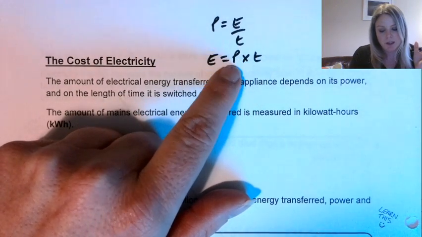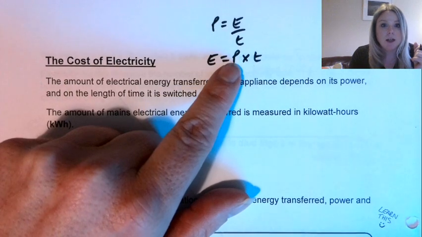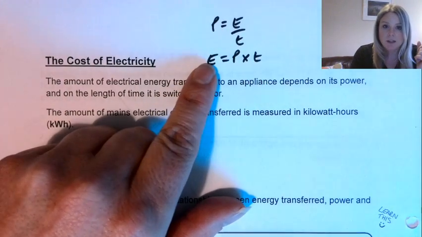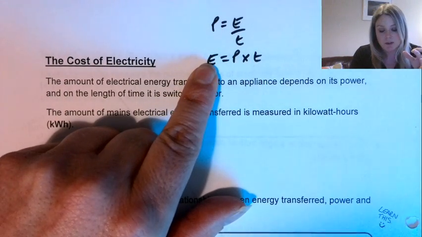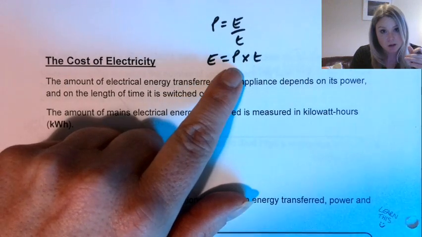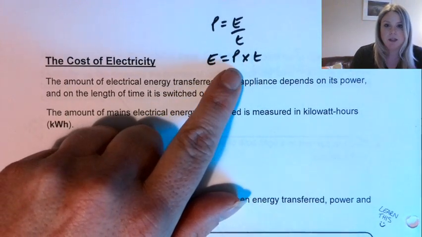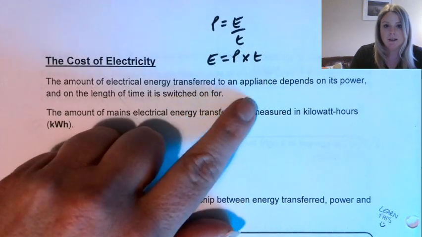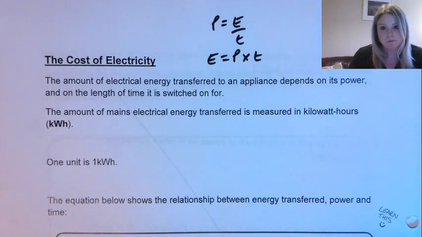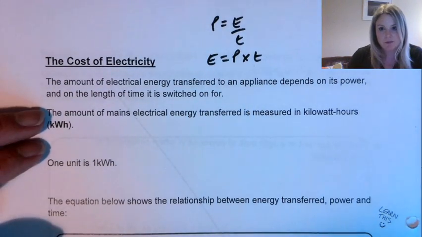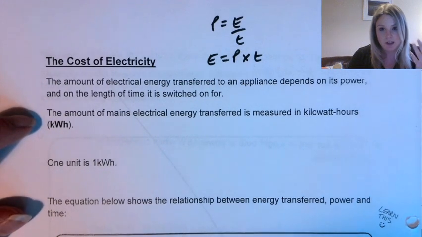If you have a really high power and it's not on for very long, then you might end up transferring the same amount of energy as something which is a really low power but is on for a really long time. So the energy transfer depends on both the power and the time that it is switched on for. Now, a couple of different things we need to get used to here.